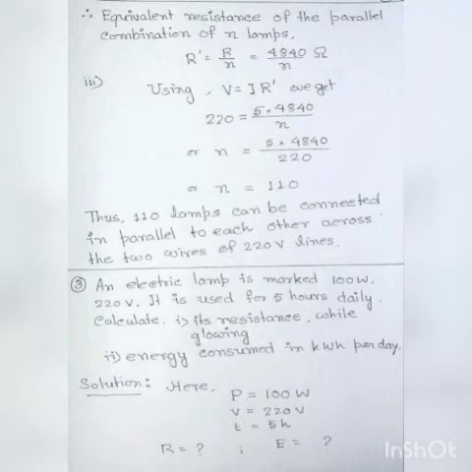we will substitute the value of the potential difference, V equals 220 volt. Here current is I equals 5 ampere and R prime equals 4840 by n. Substituting all the values, we can calculate the number of lamps. Here n equals 110. So 110 lamps can be connected in parallel across the two wires of the 220 volt line. Clear? Now let us discuss one more numerical.